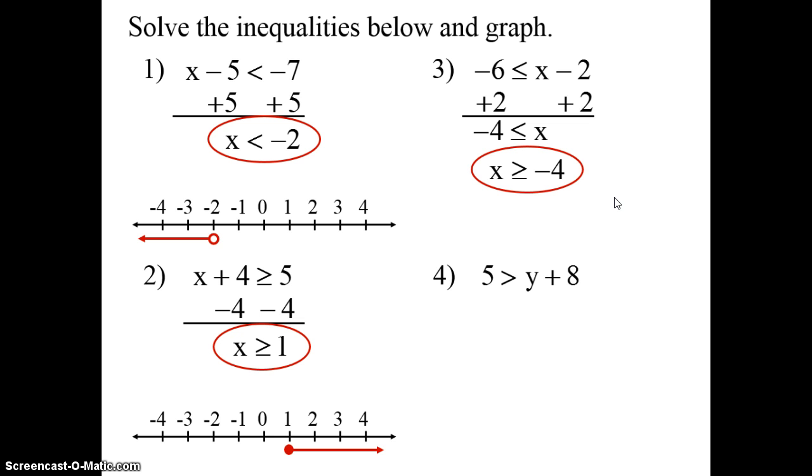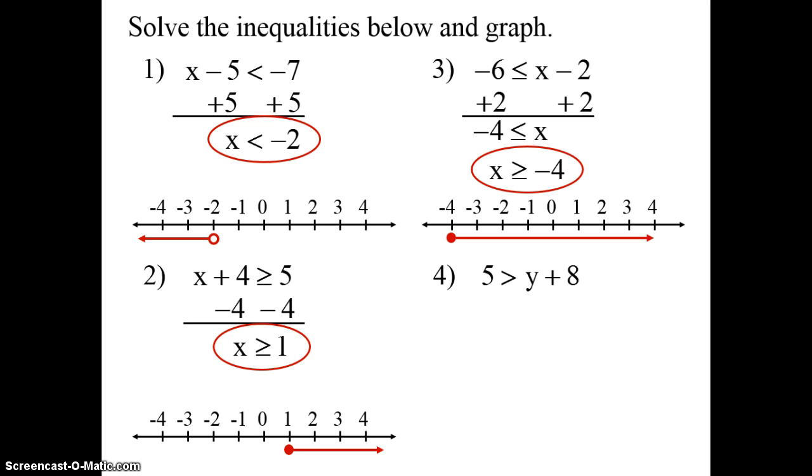Because when I read it, I'm reading left to right, and from left to right, x is greater than or equal to negative 4. And then I'm going to graph it. So here's my number line. I want to be at negative 4, so I'm going to go all the way to the left side and do a solid dot. And since x represents numbers greater than negative 4, I'm going to shade to the right.